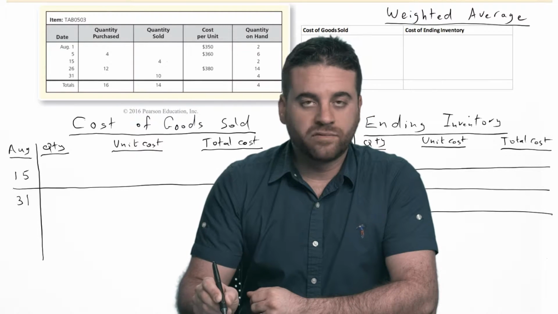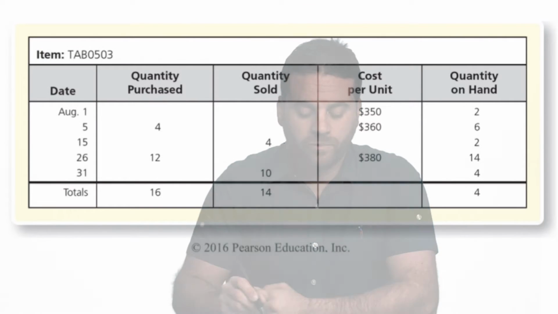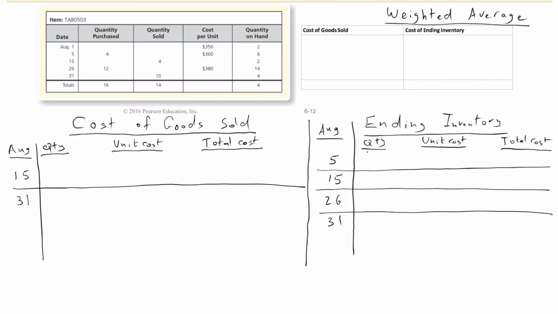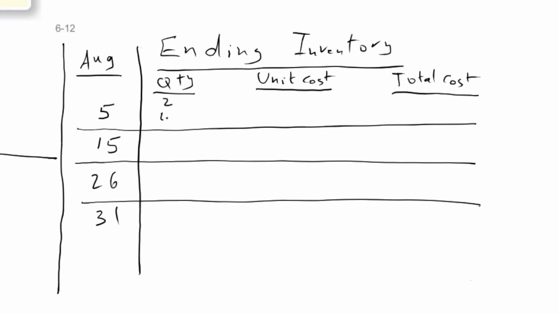So let's start with the ending inventory. And then on August 5th, we purchased 4 units, $360 each. So we need to find out the average as of August 5th. We had 2 units as well as the 4 units we purchased on the 4th. The unit cost was $350 for the 2 units and then $360. I will find out the average for those units, and I will use that space here at the bottom for all the calculations.